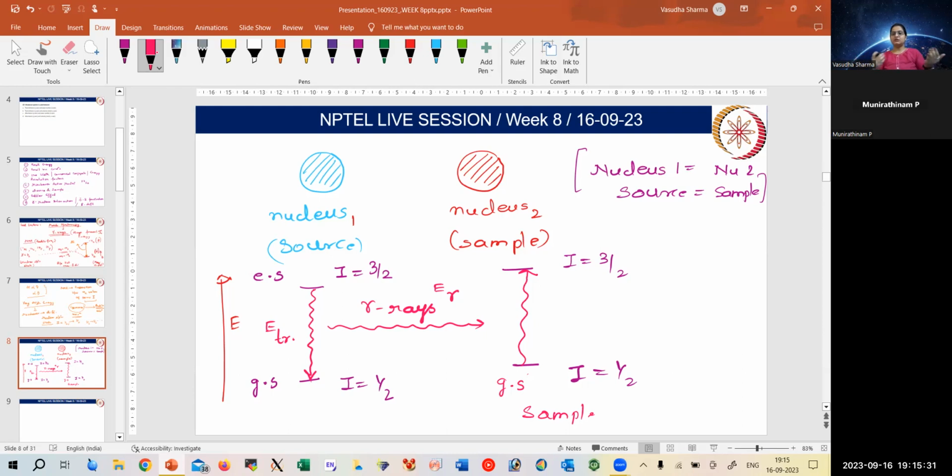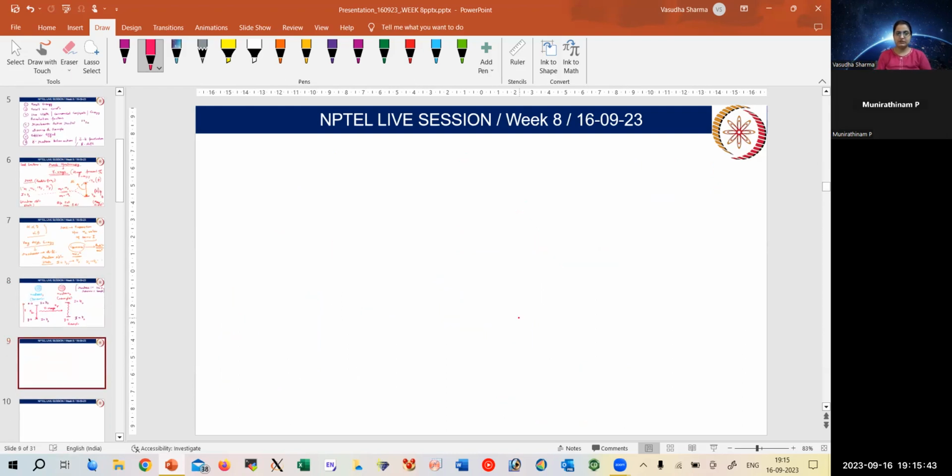We are talking about some source. It comes from excited to ground. It releases some energy. Then it is taken by the other nucleus, and it goes from ground to excited state. But actually, it does not happen in this particular way. So the E transition of that source is actually not equal to the E gamma, the gamma radiation or the energy that has been lost.